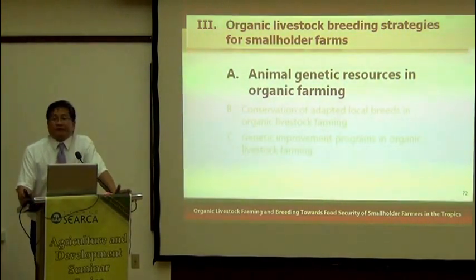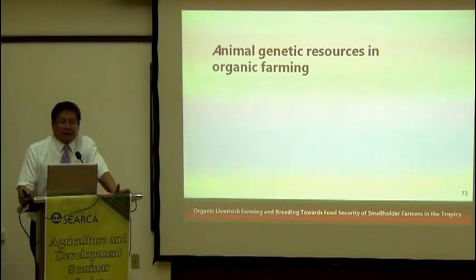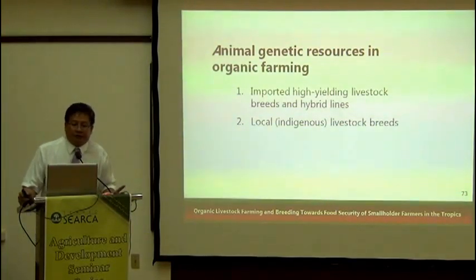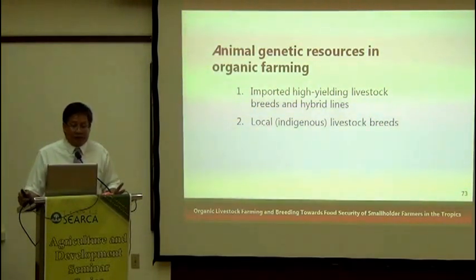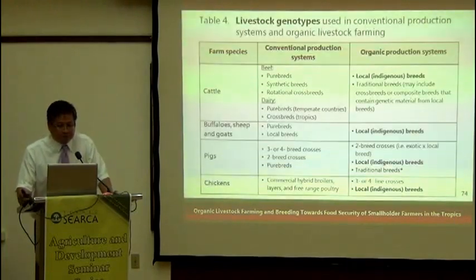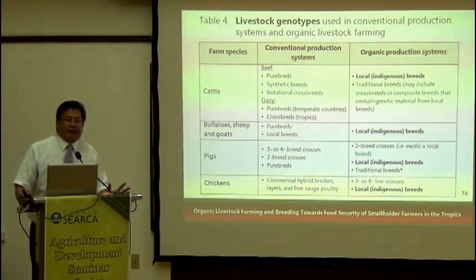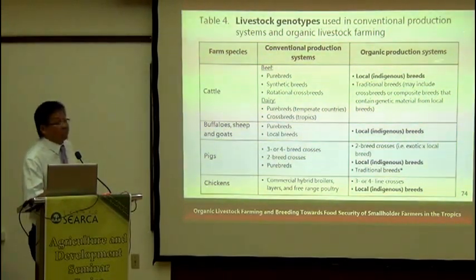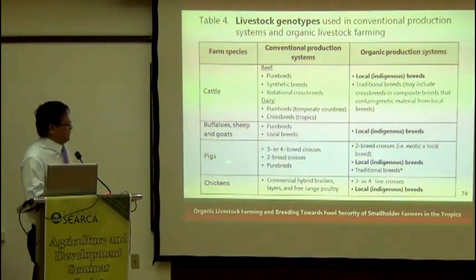Starting with the genetic resources, what genetic resources are we supposed to use in organic farming? There are only two. They are to be classified into two. One is that you could make use of the imported high-yielding livestock breeds and hybrid lines. And second will be the local or your indigenous livestock breeds. The next table shows you a comparison of the type of genotypes that are being used in conventional as opposed to organic for the different farm animals: cattle, buffaloes, sheep, goats, pigs, and chickens.